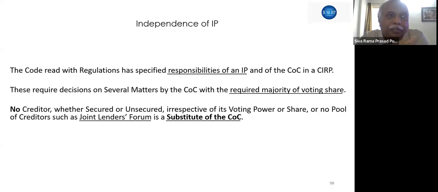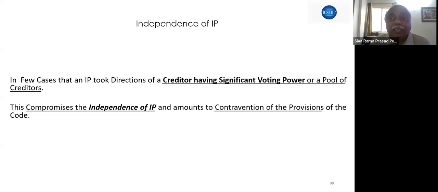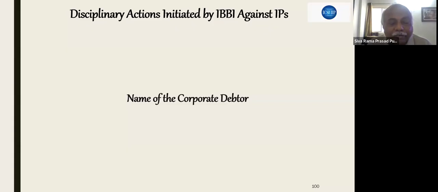By virtue of the higher amount lent by one financial creditor, holding more than 66%, you should not make a friendship with them, while the 5% people, whatever their arguments are, you neglect or do not implement. That is not correct. In a few cases, the IP took directions from the creditor having significant voting power. He is listening to those who have high voting power and completely neglecting the other people. This compromises the independence of the IP and amounts to contravention of the provisions of the Code.